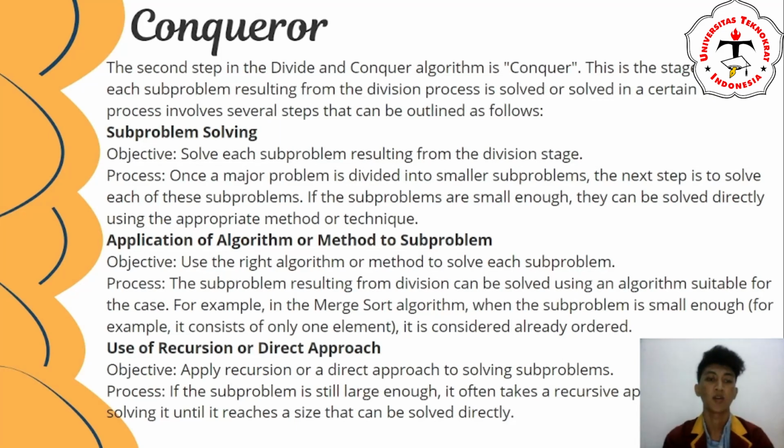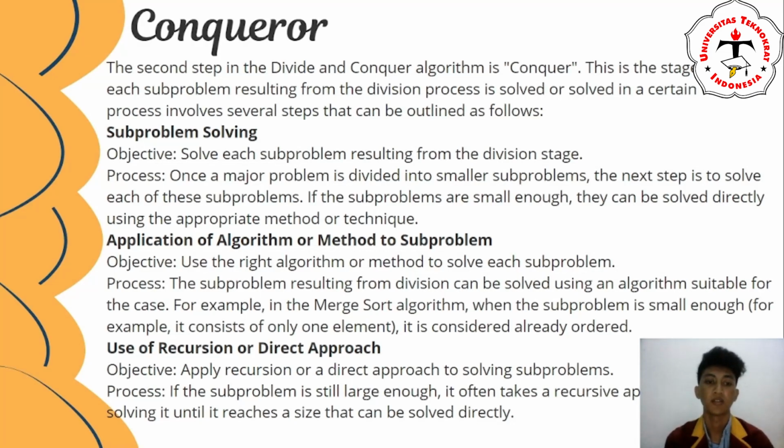Process: once a major problem is divided into smaller subproblems, the next step is to solve each of these subproblems. If the subproblems are small enough, they can be solved directly using the appropriate method or technique. 2. Application of algorithm or method to subproblem. Use the right algorithm or method to solve each subproblem.